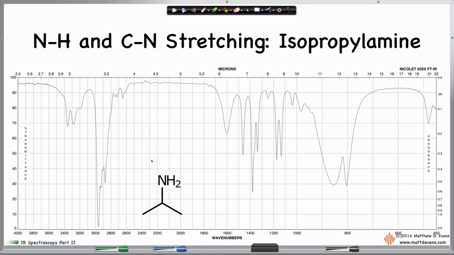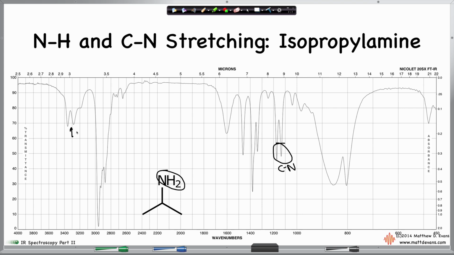This is my example that I dug up out of a database. And this is the important one right here. Notice that it has two horns. So here's one horn, here's another horn. And that's the situation where I have a nitrogen with two hydrogens attached. So very distinctive. And down here is probably our CN stretch. Other than that, this is what we're looking for.